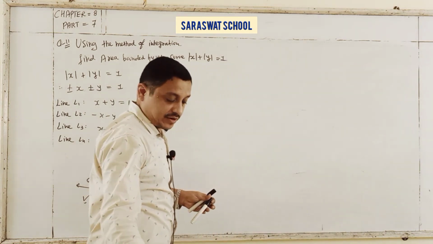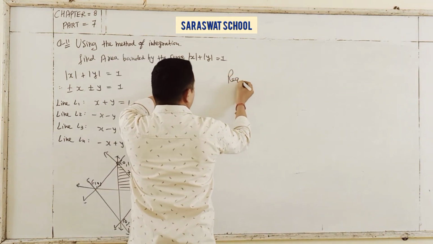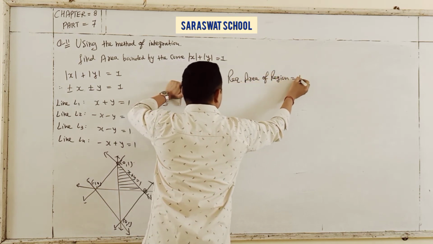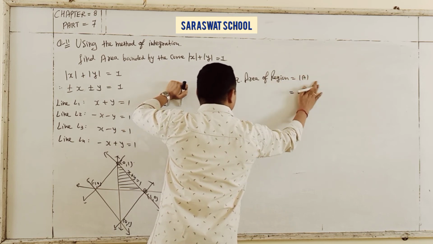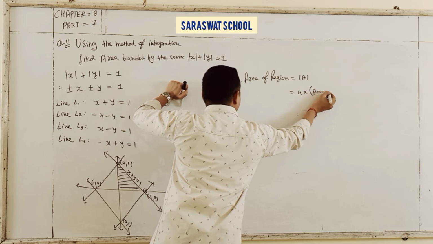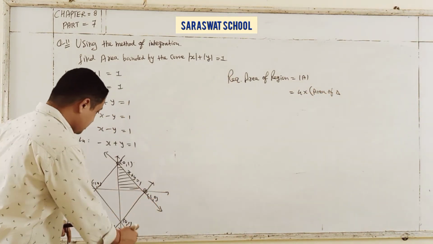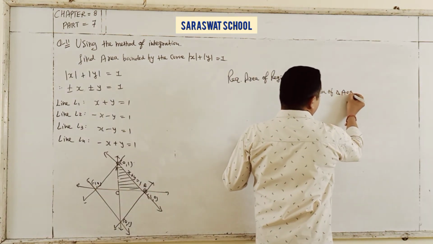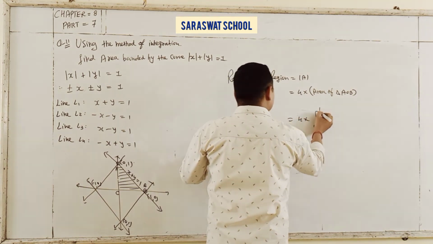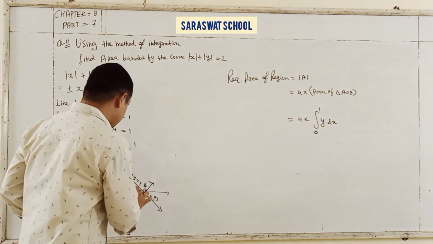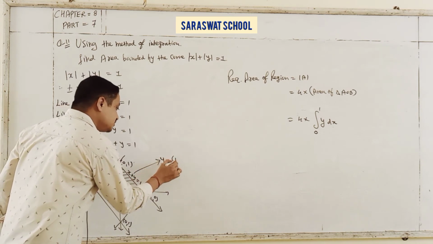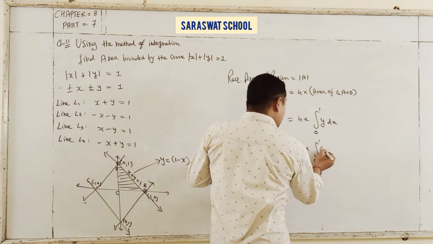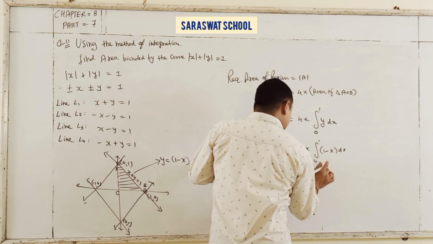So the required area of the region is 4 times the area of triangle AOB, and as students know, it is the integral from 0 to 1 of y dx. Here you take just y, which is 1 minus x, simple. So 4 times the integral of (1 minus x) dx, and students make the answer.